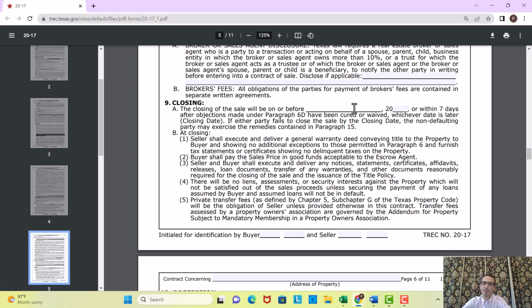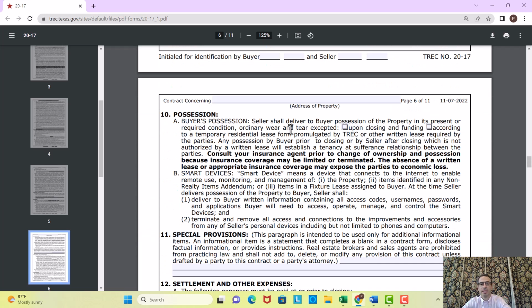If it's a finance transaction, you may see 30 to 45 days from the time the contract is signed. Be careful not to accidentally select a holiday or a weekend, so check that.